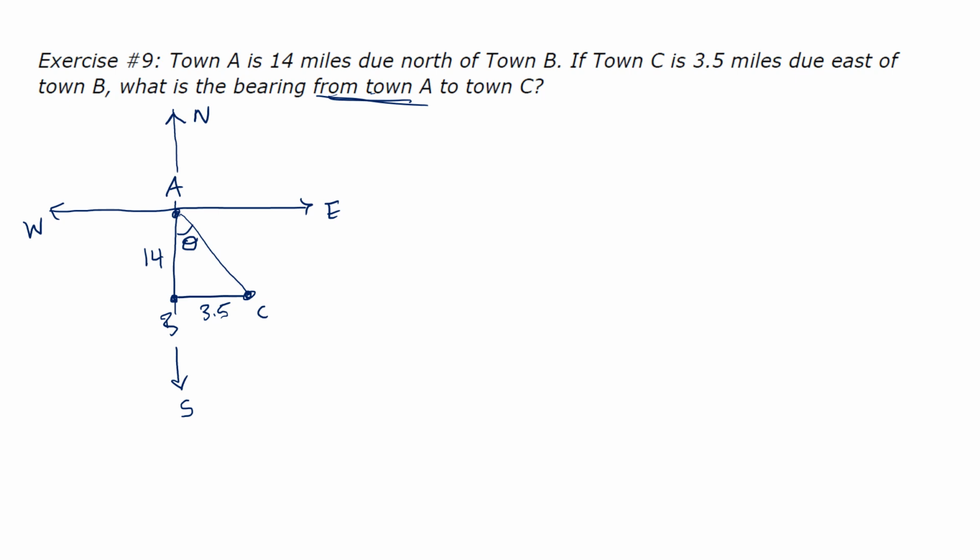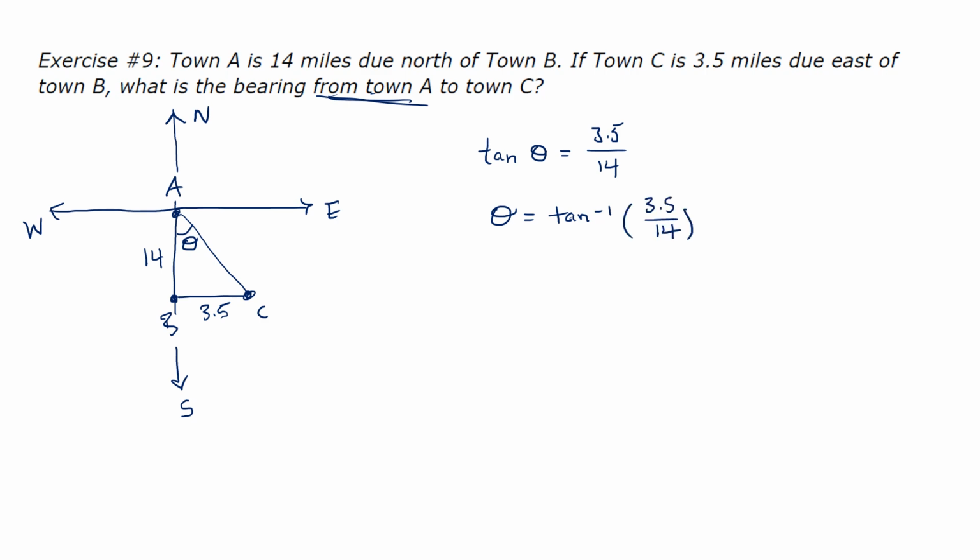So we're trying to find alpha, but we know, not alpha, theta. But we know the opposite side, and we know the adjacent side of theta. So opposite and adjacent means we're working with tan. So the tan of theta is going to be 3.5 over 14, opposite over adjacent.